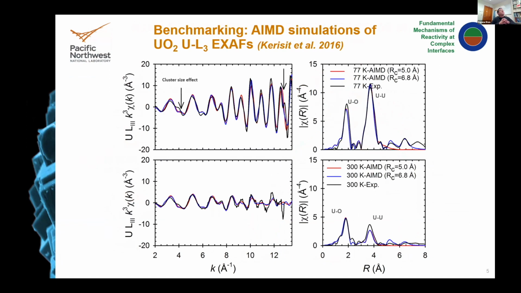Okay. Of course, we benchmarked this, and one of the benchmarking exercises was to do AIMD simulations of the uranium L3 EXAFS for UO2, or uraninite. And you can see we did a very good job of it, particularly at low temperature. And we get the right absolute amplitudes and the right relative amplitudes for the first and the second shell. And if we look at trajectories over a bigger volume, we can actually get structure out to above 6 angstroms. We raise the temperature, we can get the decrease in the amplitudes and also the switch in the relative amplitude between the first shell and the second shell as well. So that was very encouraging.